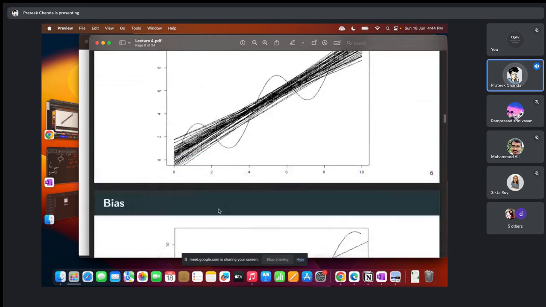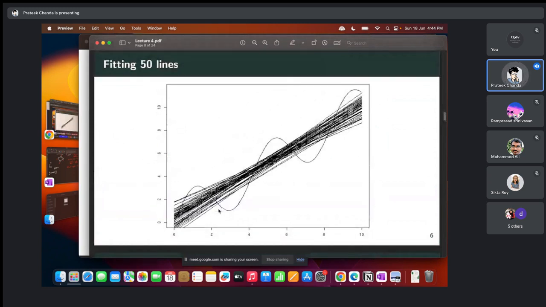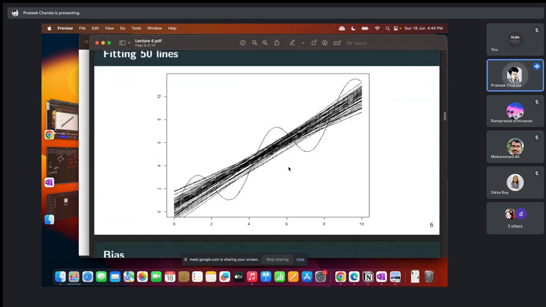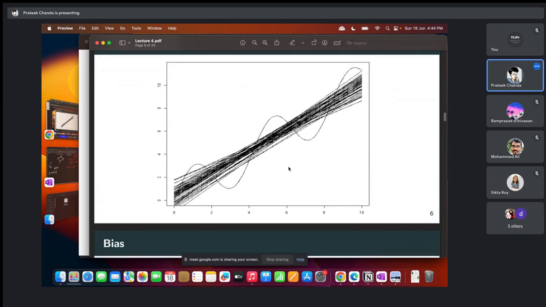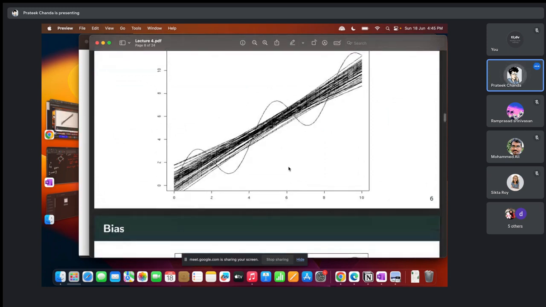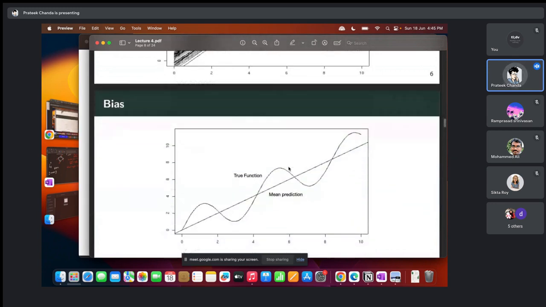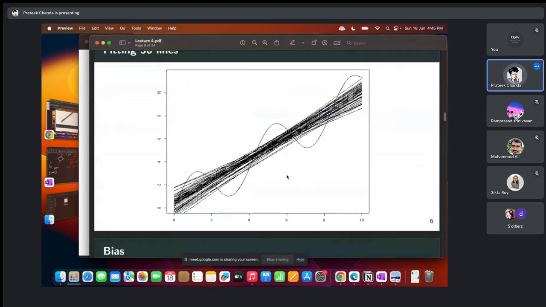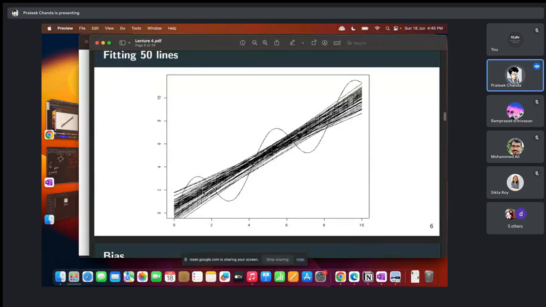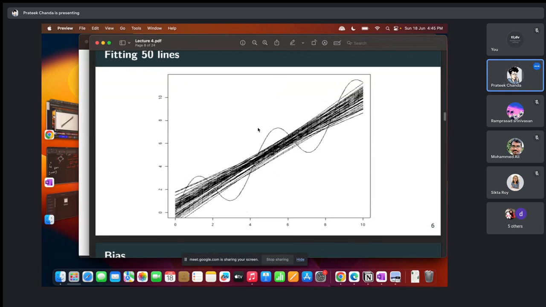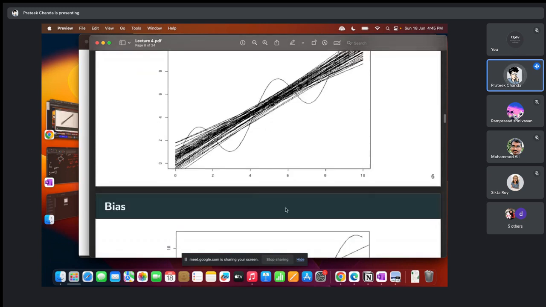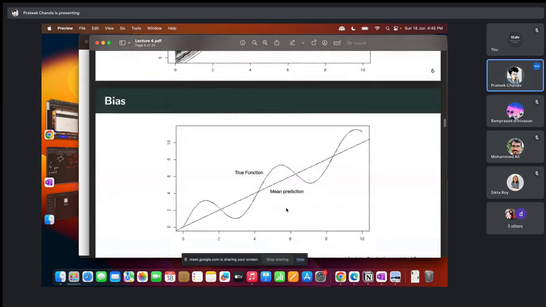There can be many ways to fit a line. I can fit 50 lines, for example, given this true function. So what is a good estimator? There can be many possible fitted predictor lines. I define the bias as follows. From the example, there are 50 lines here, and I take the average of all 50 lines, and I say that's my mean prediction.